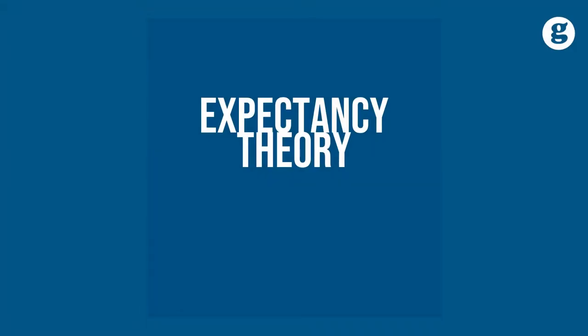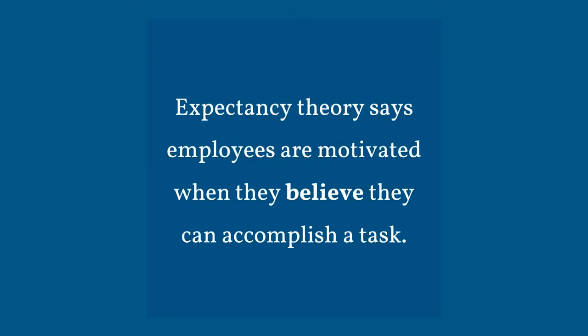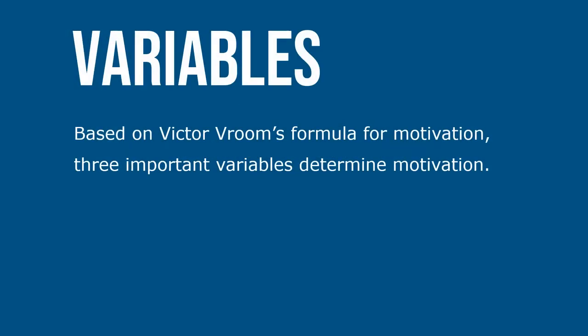Let's take a look at expectancy theory. Expectancy theory says employees are motivated when they believe they can accomplish a task. Based on Victor Vroom's formula for motivation, three important variables determine motivation.